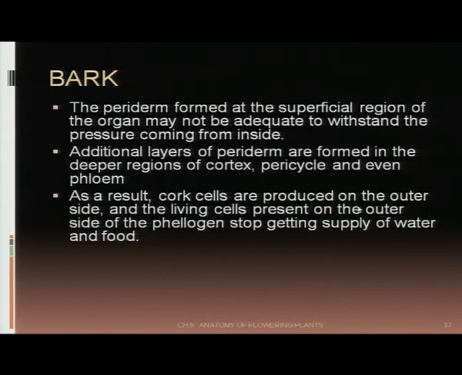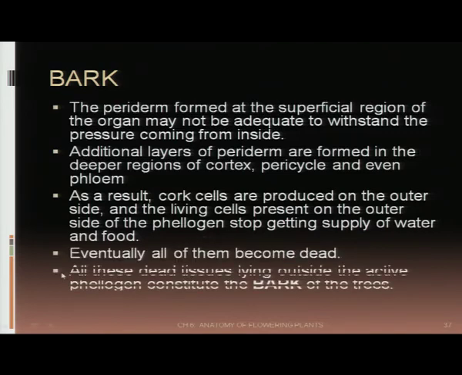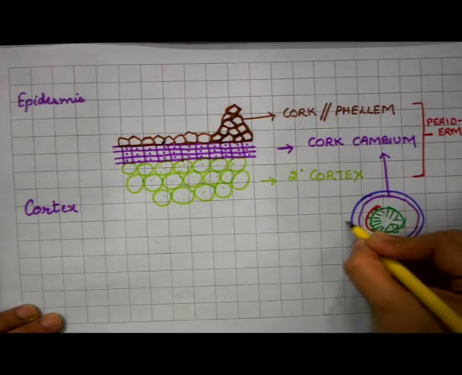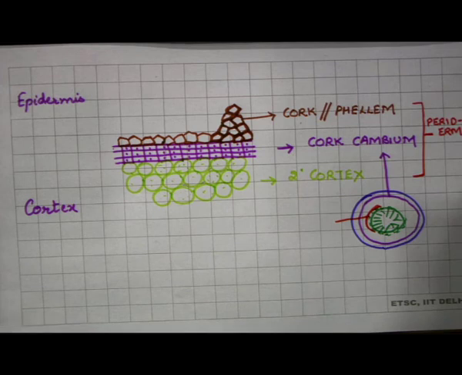So, Koch cells are produced on the outer side, and the living cells present on the outside of the phellogen stop getting supply of water and food because the Koch cells are suberized. Now, all of them will become dead, and these dead tissues taken together form the bark, or as I had said in the earlier simpler manner, all the tissues that are present outside of the phloem constitute the bark. Can you differentiate between periderm and the bark?